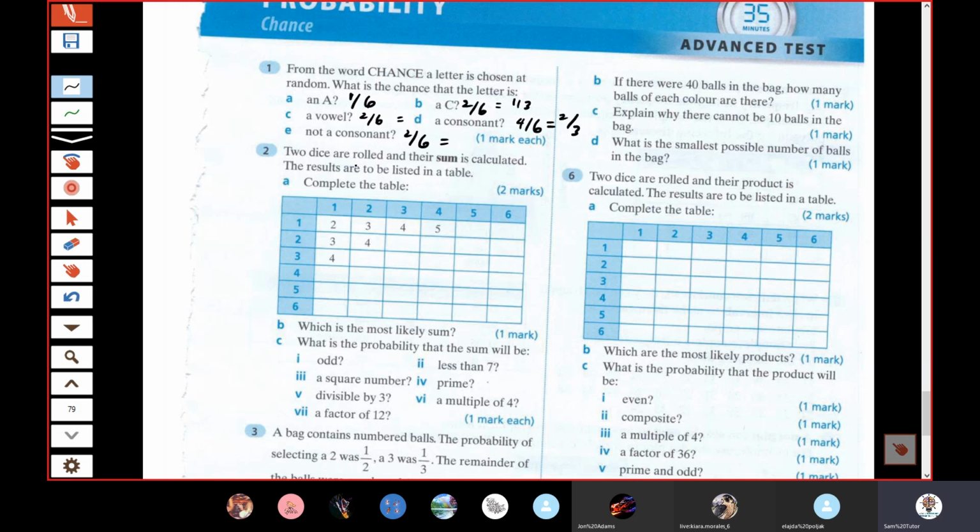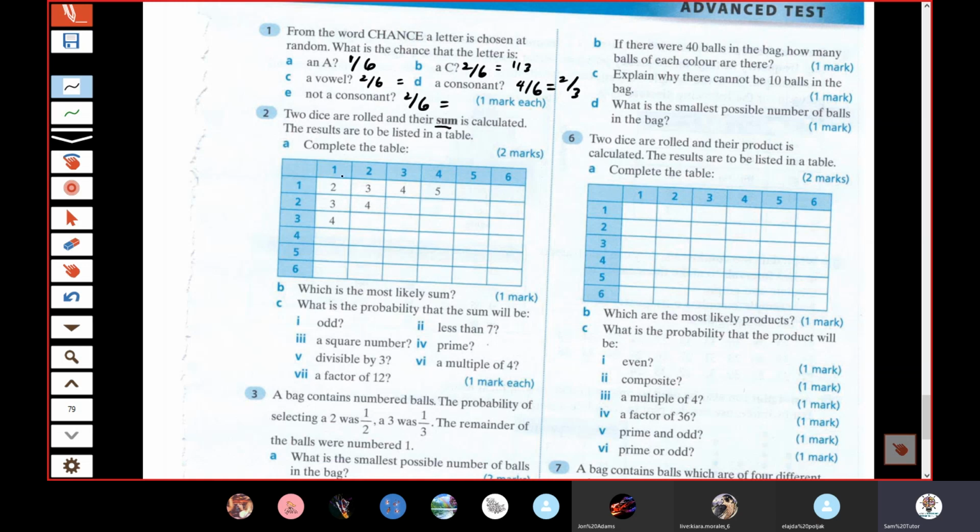Easy. Two dice are rolled and their sum is calculated. The results are to be listed in the table. Complete the table. 1 plus 4, 5, 6, 7. I'm sure we should have been able to complete this. See, that was easy. 2 marks for completing the table. 5, 6, 7, 8. 4, 5, 6, 7, 8, 9. 5, 6, 7, 8, 9, 10. 6, 7, 8, 9, 10, 11. 7, 8, 9, 10, 11, 12.